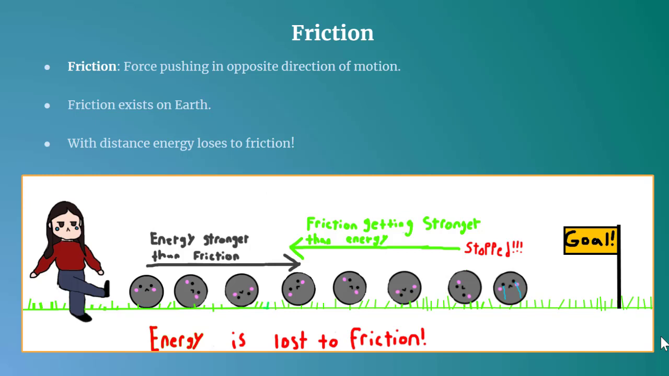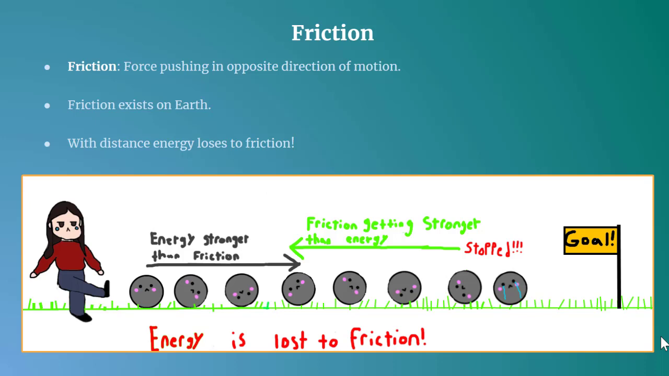It is important to remember that friction is weaker when surfaces are smooth and stronger when surfaces are rough. See how the girl is kicking the ball in grass? Grass is not smooth, but the ball is. What do you think would happen if the girl kicked the same ball on concrete?